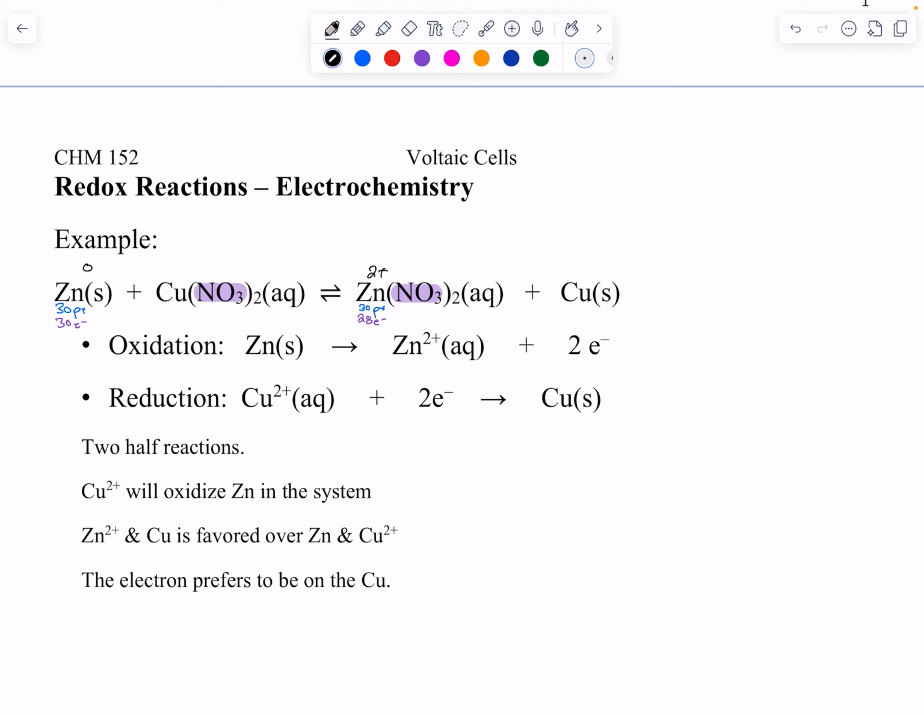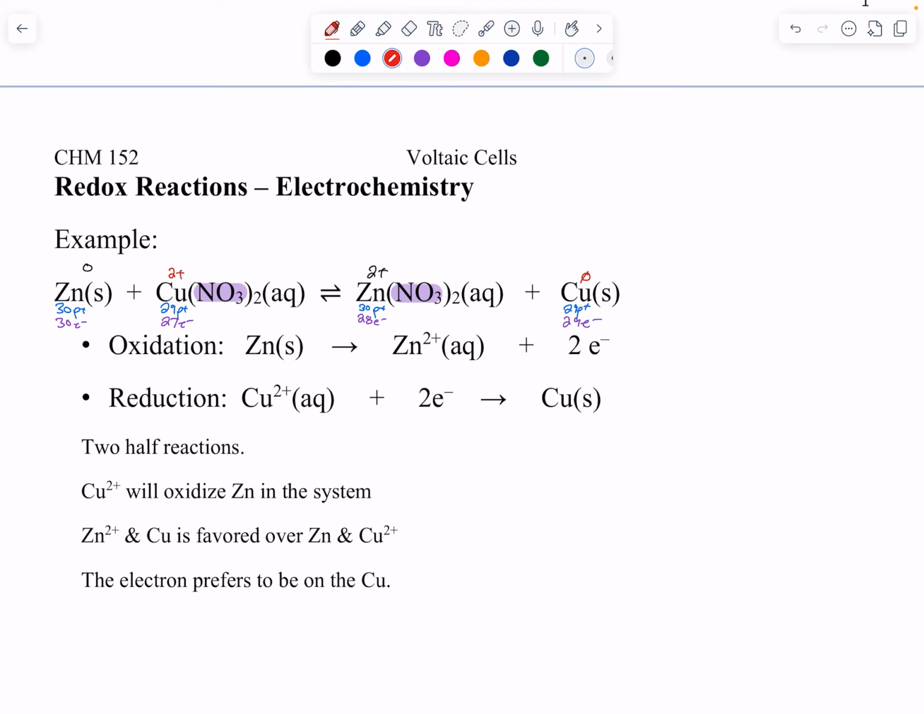Conversely, copper has 29 protons. But over here, Cu 2+ has 27 electrons, and copper metal has 29 electrons. So copper goes from +2 to 0.